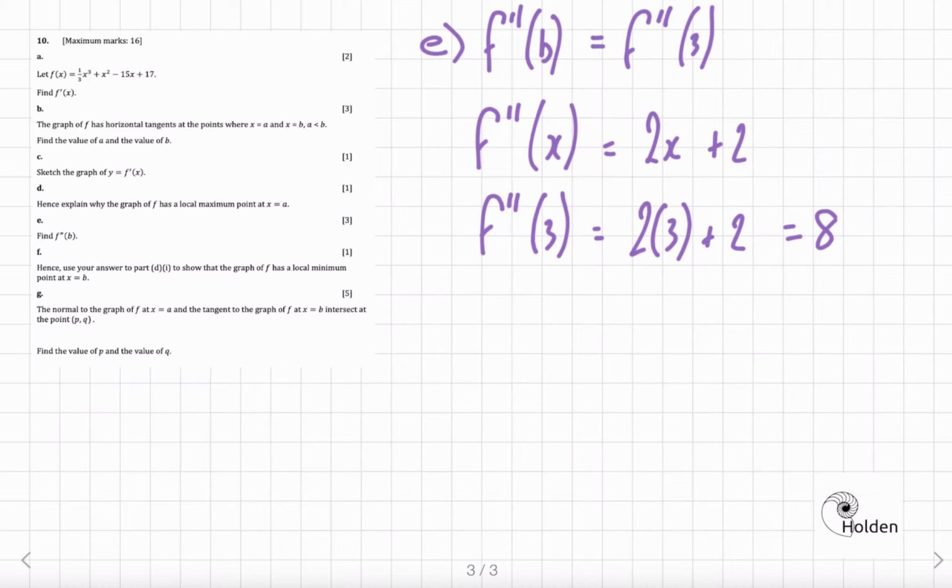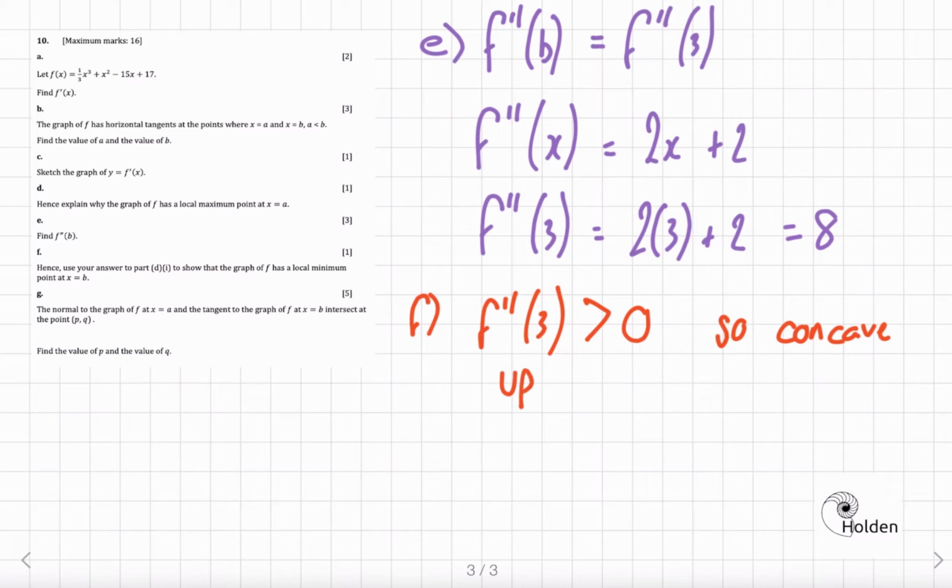Hence, use your answer to part D1. Well, there isn't a D1, so I would guess we're using this part E to show that the graph of f has a local minimum at x equals b. So f double prime of 3 is greater than 0. So it's concave up, so that implies local minimum.